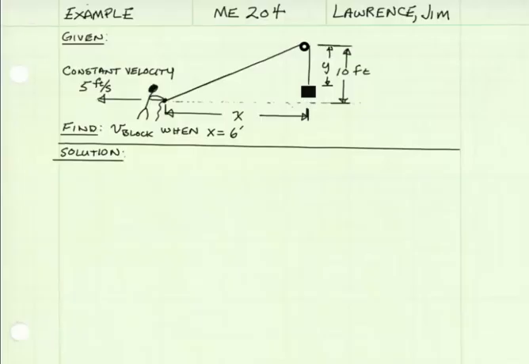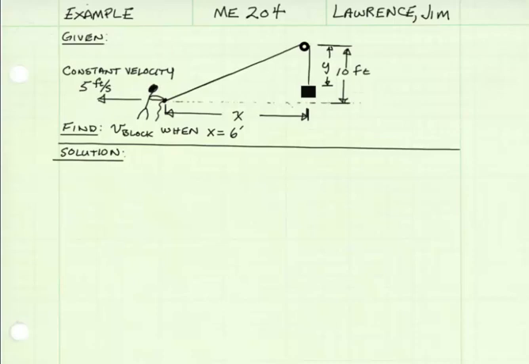In this dependent motion analysis example, we have a person who's trying to lift a block by walking backwards at a constant velocity of 5 feet per second in the x direction. The block is moving straight up in the y direction towards the pulley, which is up at the top. The pulley is 10 feet above where the person is pulling the rope from. We want to know what the velocity of the block is when his position x is 6 feet away from where he started, right below the pulley.